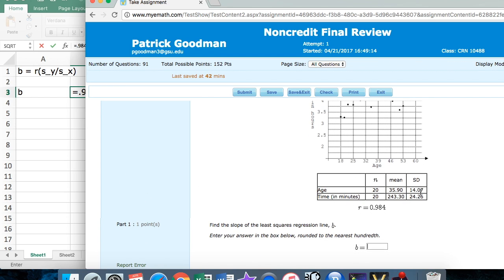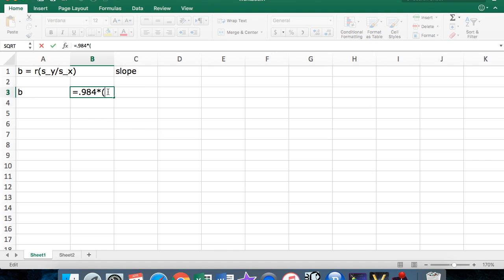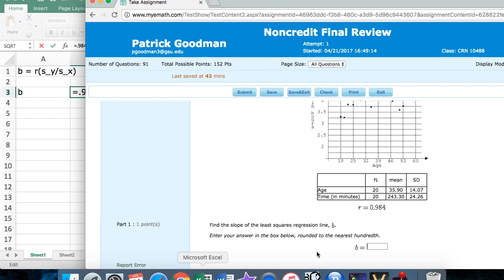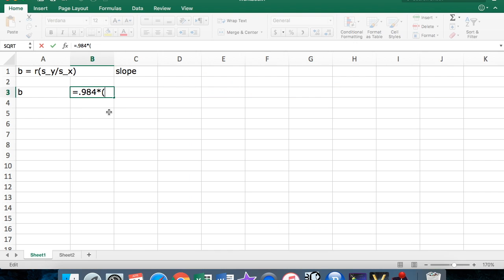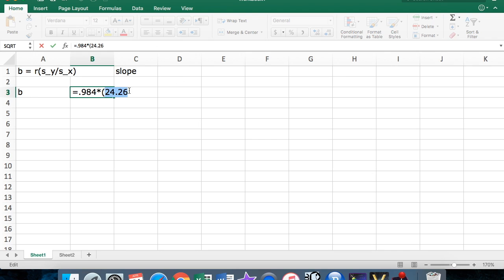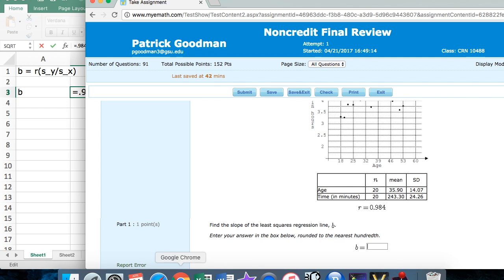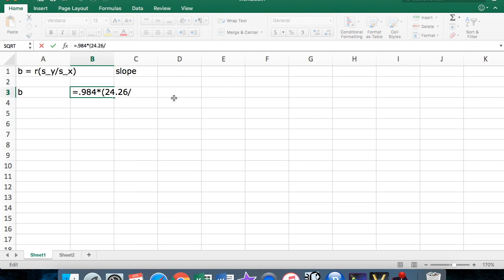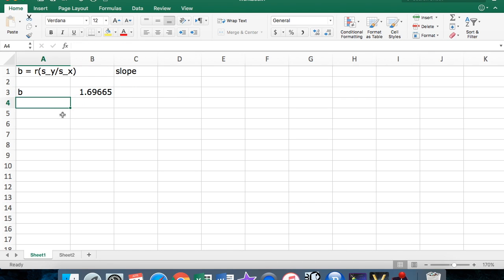So 14.07 is your X, so that's what you're going to be dividing by, and 24.26 is your standard deviation of Y. Standard deviation of X is your 14.07. Then this would be your B. So good, now we've found our B.